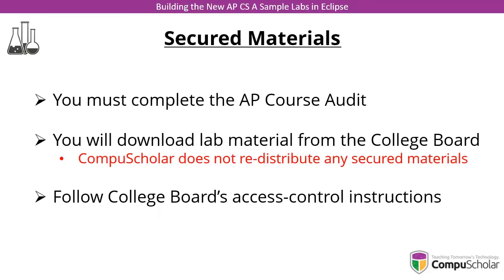So of course these AP labs are secured materials, so in order to get access to the student and the teacher code as well as the teacher guides, you need to complete the AP course audit with the College Board, and then you'll actually download the lab material from the College Board. So of course here at CompuScholar we can't redistribute any of those secured materials, so you're going to need to get everything on your own, and then what you can pull from us are the Eclipse project files that will let you set up everything in Eclipse quickly and easily. And of course, don't forget to follow the College Board's access control instructions in terms of how you share these things with your students and if you take them up afterwards and that sort of thing.